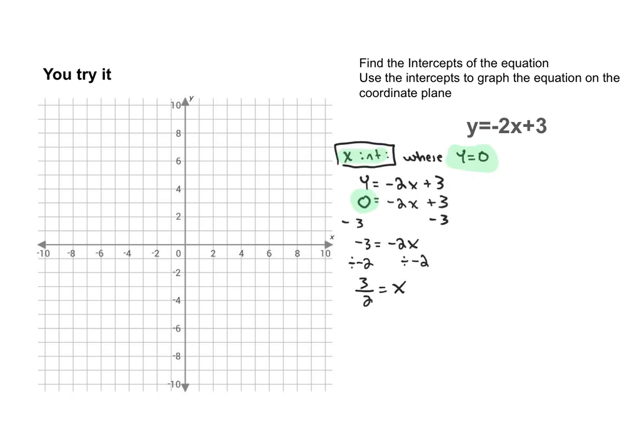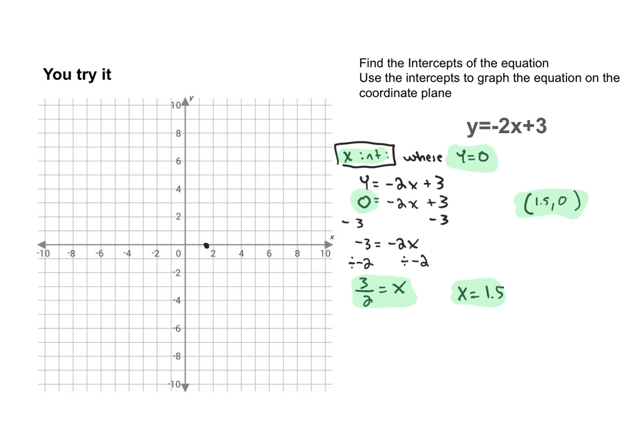Okay, here's my work for the x-intercept. So when we make y 0, I ended up with x as 3 halves, or you can just write that x equals 1.5 if that feels better for you. Go ahead and graph it at the point 1.5, comma 0, and that is right about here.